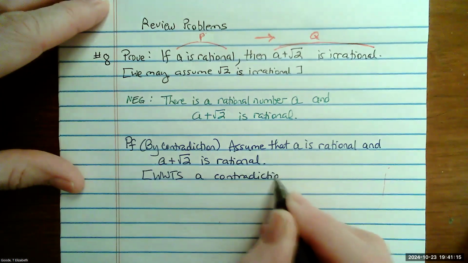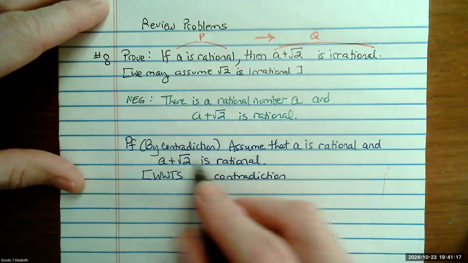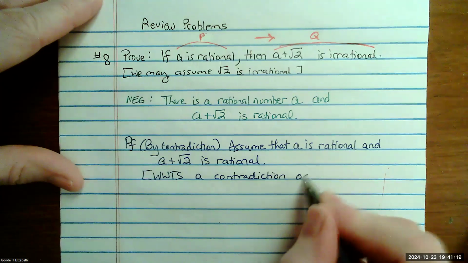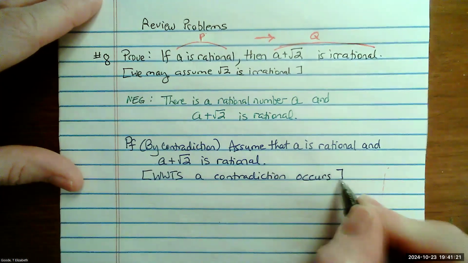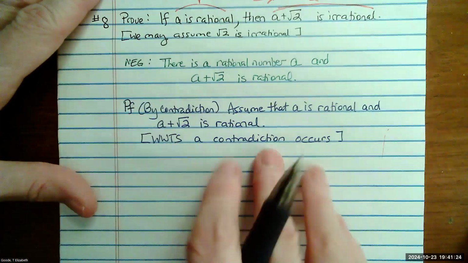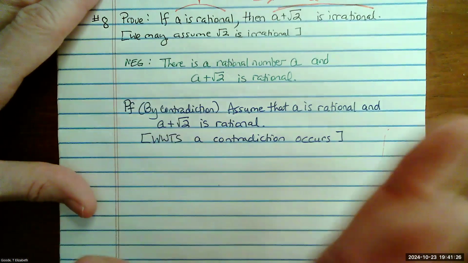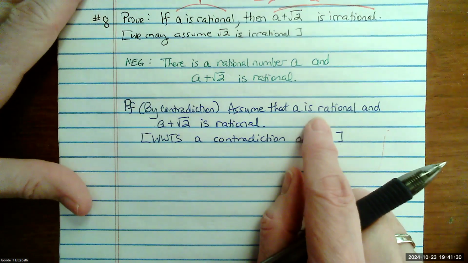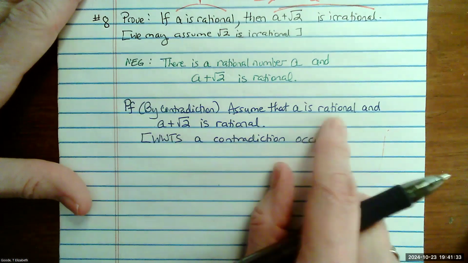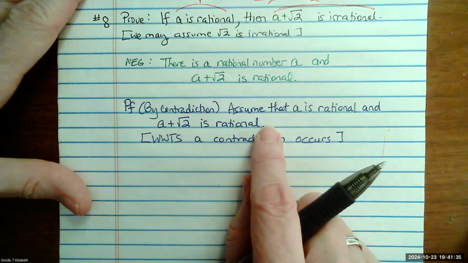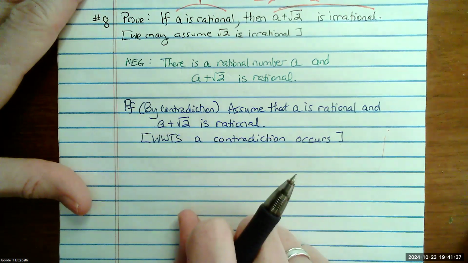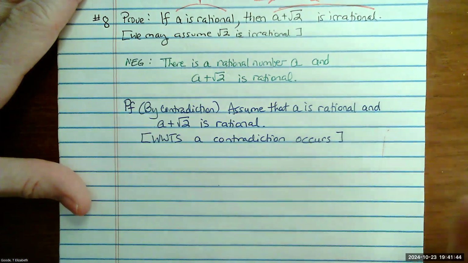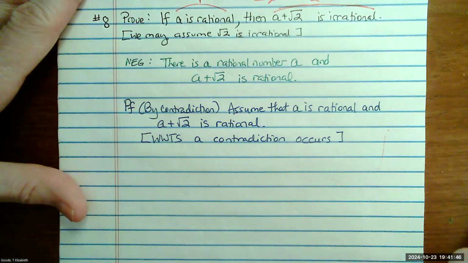And the contradiction is going to be, of course, that square root of 2 is going to wind up being rational. But if you don't know that at this stage, just understand that is always the game when it's a problem that involves some rational numbers and some irrational numbers, and we're using proof by contradiction. The contradiction is always going to be that whatever is irrational winds up being rational. Okay.